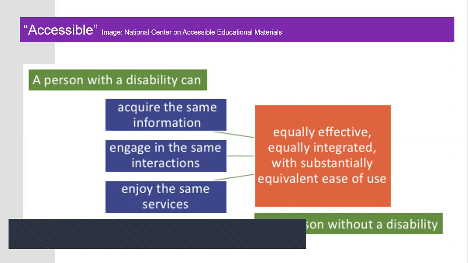The person with a disability must be able to obtain the information as fully, equally, and independently as a person without a disability. It's that last part to me that really sums up that entire paragraph from policy guidance. The person with a disability must be able to obtain the information as fully, equally, and independently as a person without a disability. Now, ideally, all of our technologies are fully accessible.